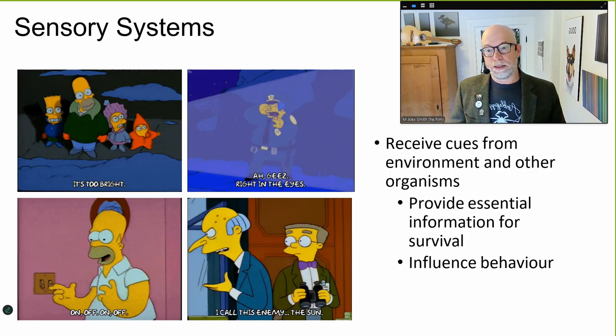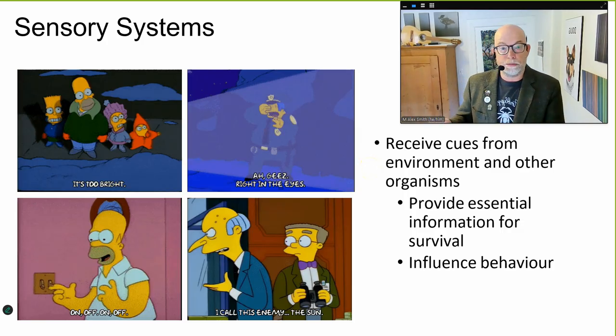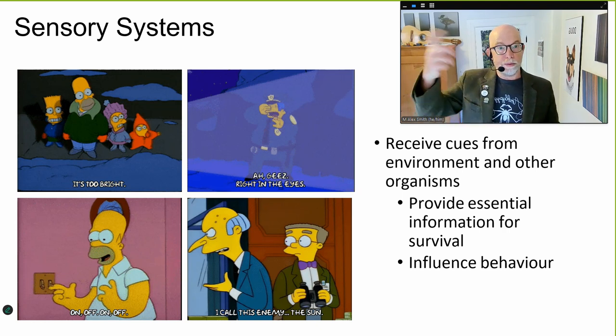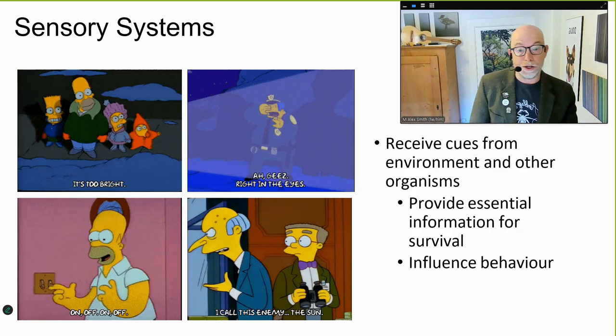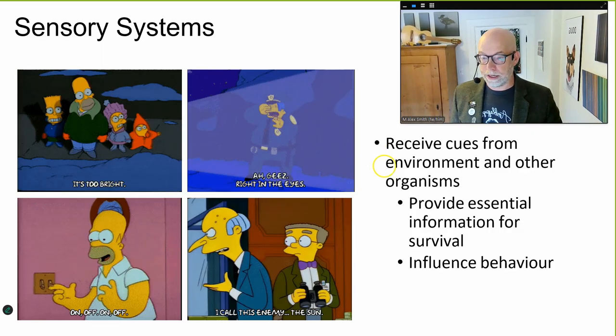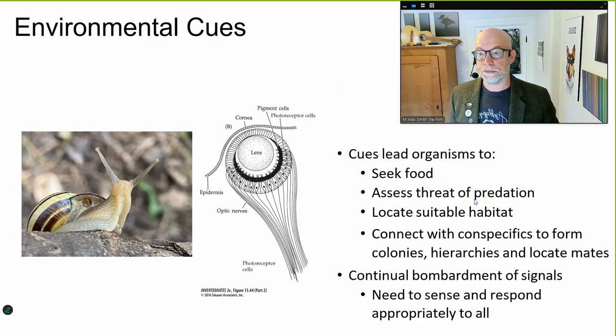So when we're talking about sensory systems, we're talking about the capacity for an organism to receive cues from the environment and from other organisms. And that's a critical, essential strategy for survival. And certainly it influences behavior.